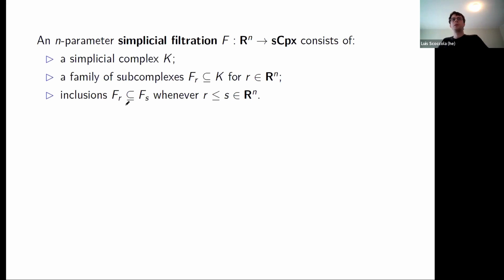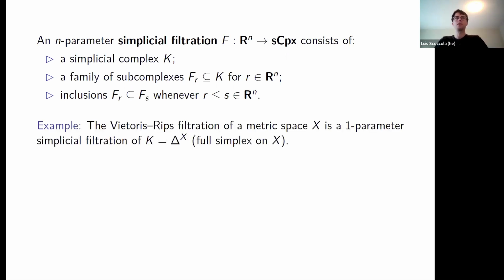And we want it to be, for F at R, a subcomplex of F at S whenever R is less than S in the pointwise order in the real numbers to the power of n. So this is the usual definition. And just to make sure that we're all on the same page, the Vietoris-Rips filtration of a metric space is a one-parameter simplicial filtration. It just has one parameter, the distance scale.